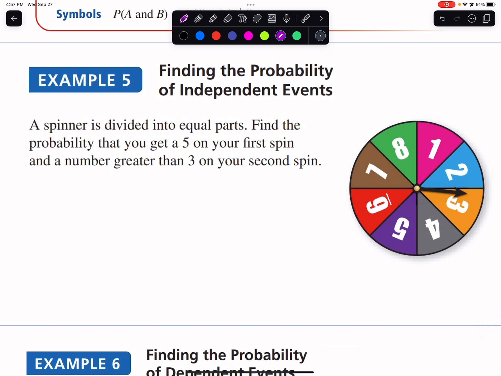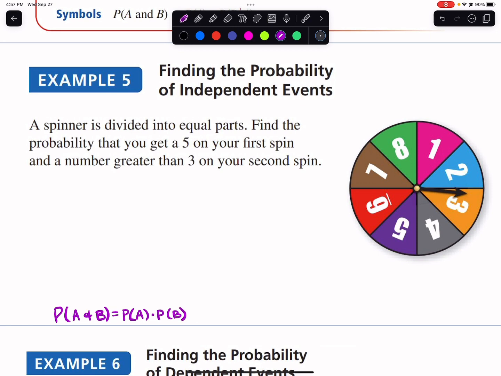So in this example, a spinner is divided into equal parts. Because the spinner is divided into equal parts and I'm not taking away part of the spinner each time I spin, I know that this is independent. And so what I'm going to do is find P of A and B. So I'm going to think back to the beginning when I said P of A and B. That's going to equal P of A times P of B.